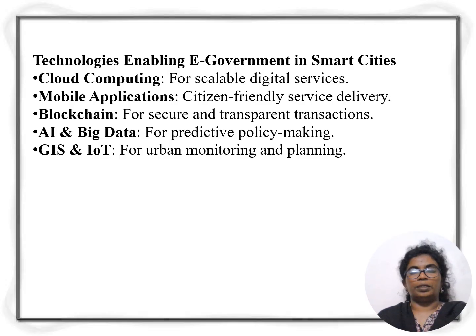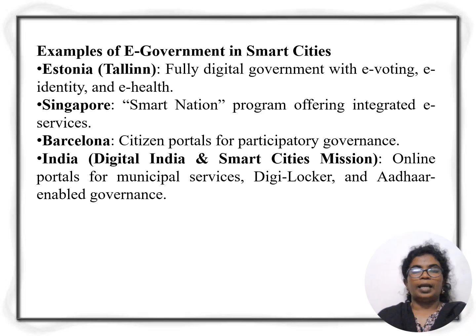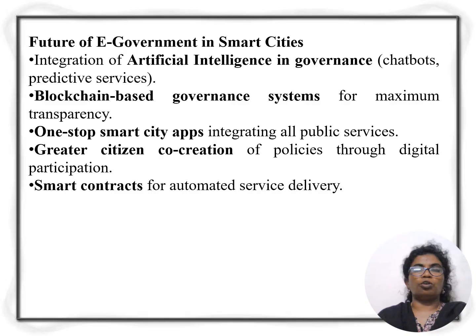Technologies enabling e-government: cloud computing, mobile applications, blockchain, AI and big data, GIS and IoT. Examples of e-government include Estonia, Singapore, Barcelona and India. These are all the examples. Future of e-government: integration of AI in governance, blockchain-based governance system, one-stop smart city apps integrating all the public services, greater citizen co-creation of policies through digital participation, smart contracts for automated service delivery.